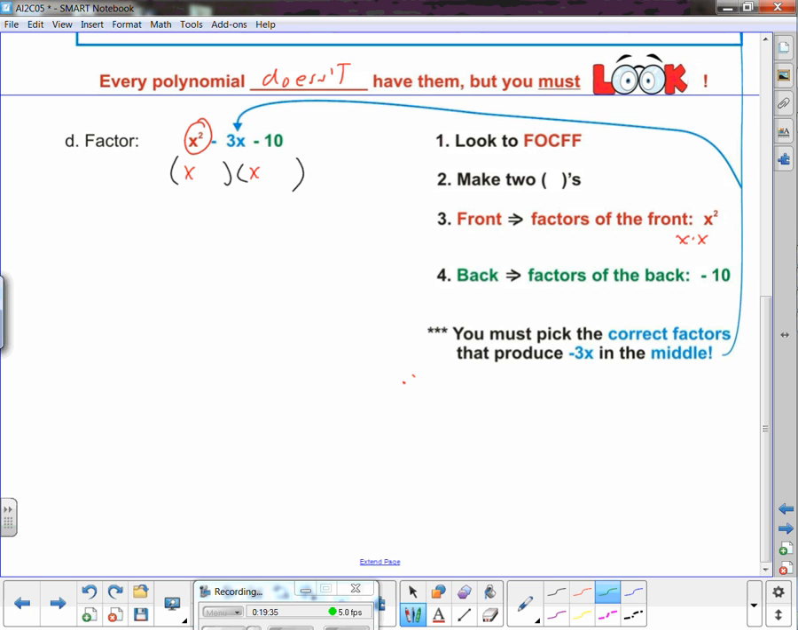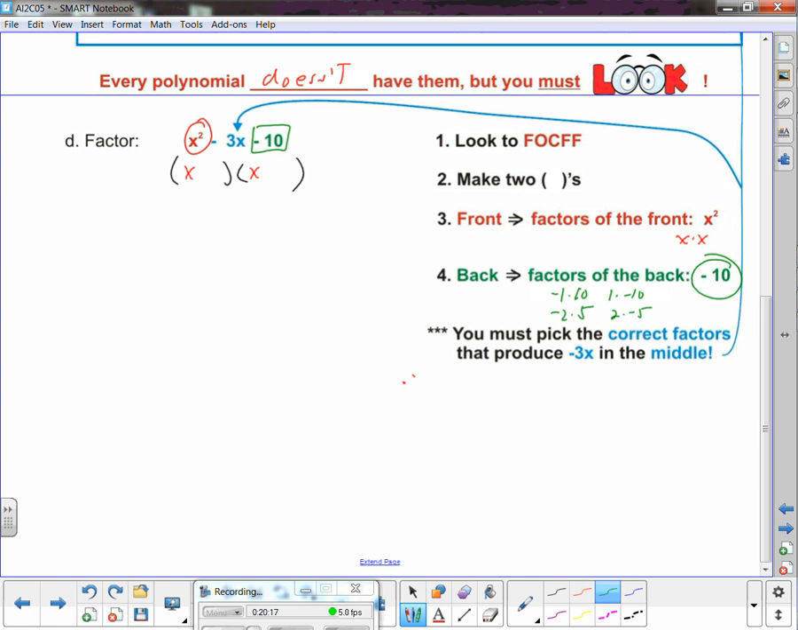Now we got to fill in the back factors. And the back factors always multiply to the last term. But here's the problem. When you look at this negative 10, on the right underneath number 4, what are the possibilities? Well, you have negative 1 times 10, 1 times negative 10, negative 2 times 5, and 2 times negative 5. You have different sets of possibilities. So how do you know which one is correct? It's all about the middle term. Which one produces the correct middle term, right?